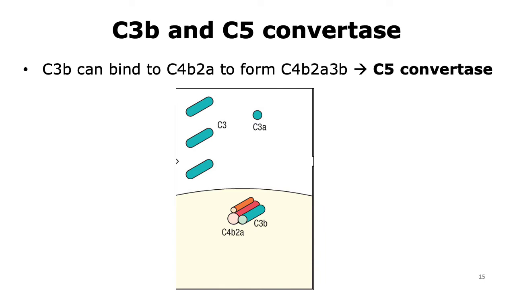The C3b that is formed can also bind to C4b2a, which is the C3 convertase, to form another complex called C4b2a3b. And this complex also has enzymatic activity and is called the C5 convertase. This C5 convertase now has the ability to cleave the complement protein C5 into two different fragments.